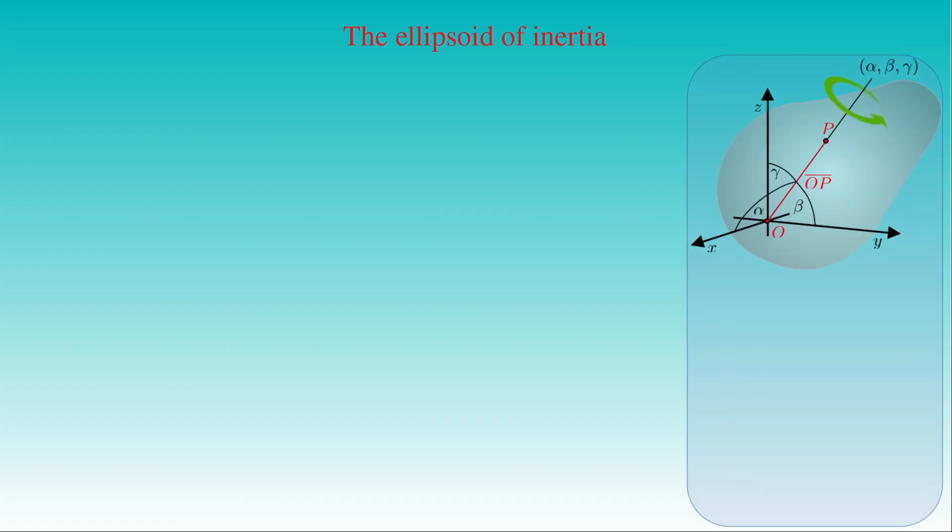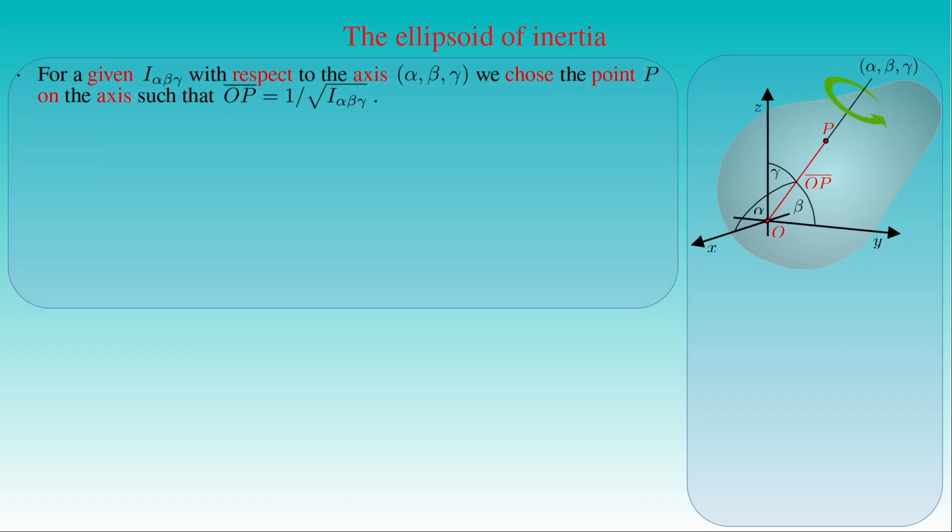In order to illustrate the geometric interpretation of the expression obtained for the moment of inertia of a body with respect to an arbitrary axis, let us choose the location of the point P on the axis of rotation that passes through the point O in any direction described by the angles alpha, beta, and gamma with respect to the coordinate axes, such that the distance between the points is equal to 1 over the square root of the moment of inertia I_αβγ with respect to the axis of rotation. Here the moment of inertia is determined by the geometry and the distribution of mass of the body.